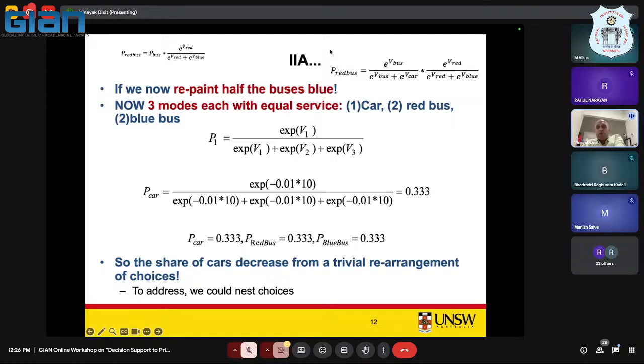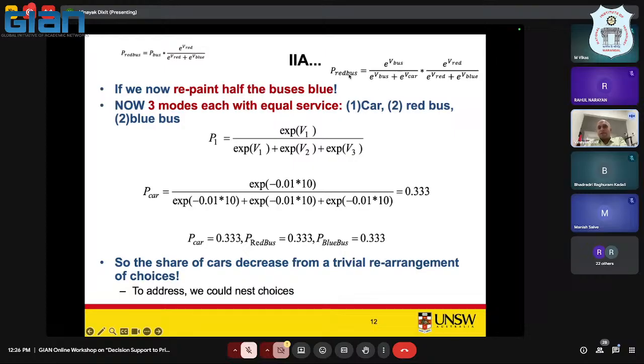So the way you would be looking at the probability of the red bus is, if you look at the top, let's start from here, on the left side on the top. The probability of a red bus is the probability of taking a bus multiplied by exponent of the utility of red, divided by the sum of the exponent of the utility of red and the exponent of the utility of blue.